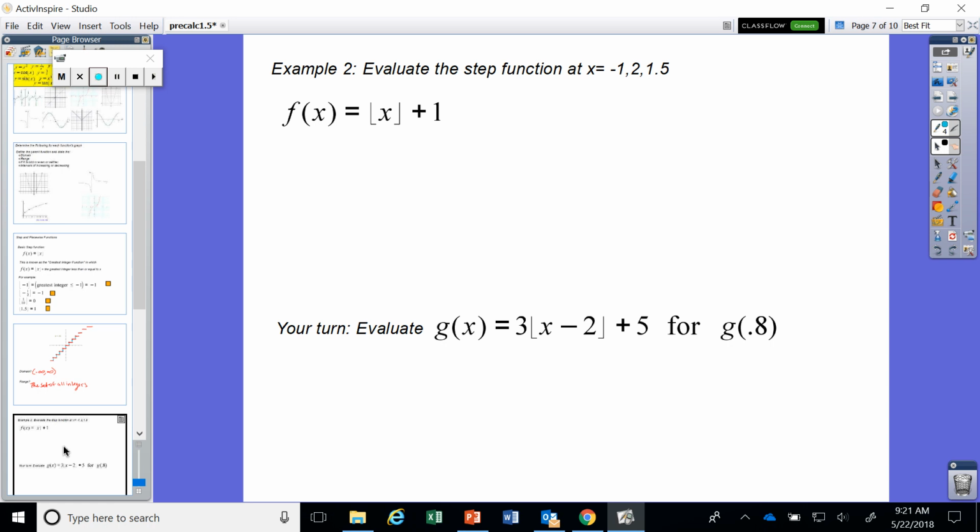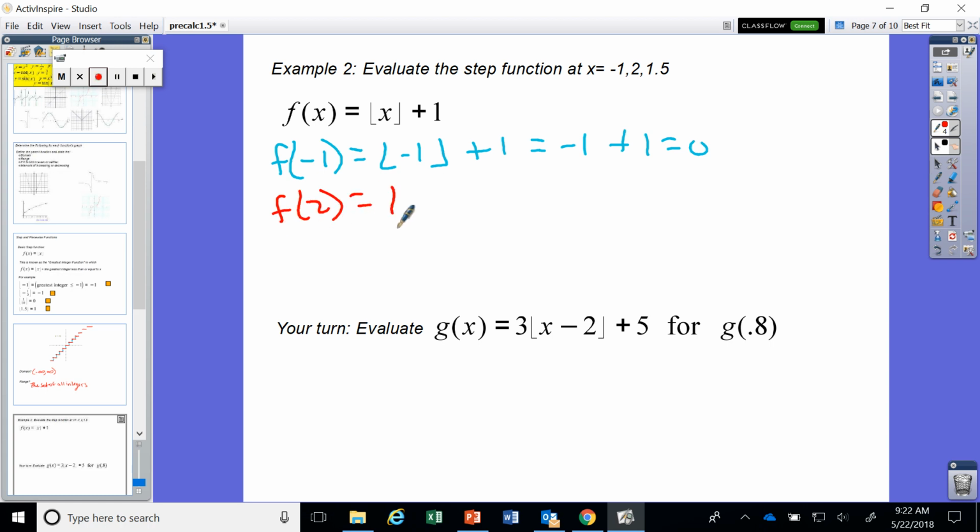It says evaluate the step function at x equals -1, 2, and 1.5. So we want to evaluate f of -1. That means the greatest integer less than or equal to -1. What is the greatest integer less than or equal to -1? It's -1. Plus 1 gives us a value of 0. What about when we're evaluating at 2? F of 2. You're asking yourself, what is the greatest integer less than or equal to 2? It's 2 itself. Plus 1 gives us a value of 3.